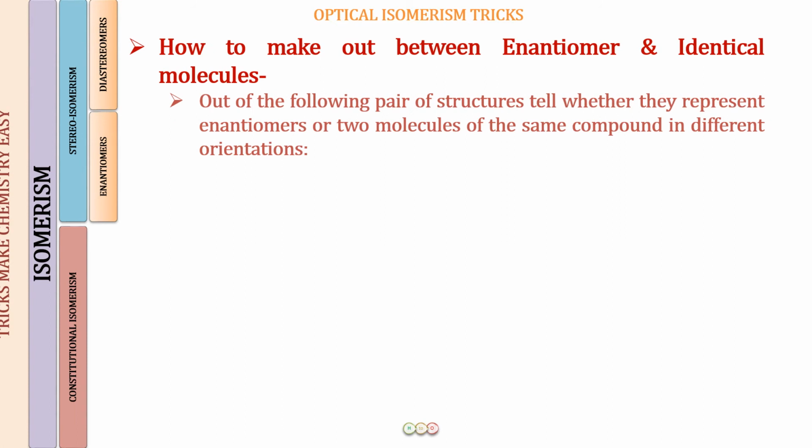So the question is, out of the following pair of structures, tell whether they represent enantiomers or two molecules of the same compound in different orientation. And I have structure A and structure B. So the thing that we are going to do is write down their RS configuration, which is going to make this answer very easy for us.